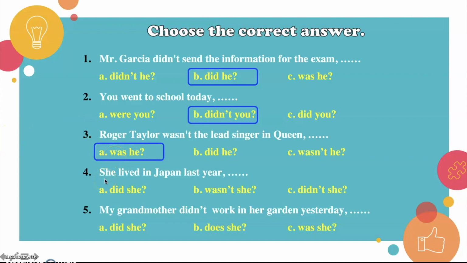She lived in Japan last year. Didn't she? Very good. The sentence is in affirmative, so we need to use a negative tag question. Finally, number 5. My grandmother didn't work in her garden yesterday. Did she? Perfect. Because here we have a negative sentence, didn't work. We have to use an affirmative tag question.